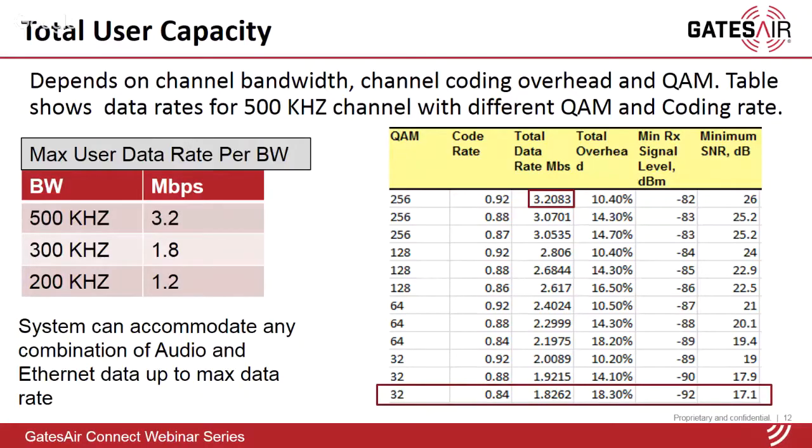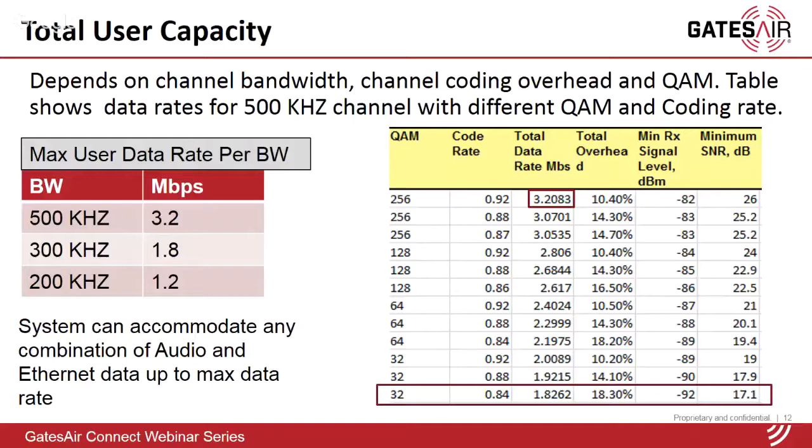So what is the total user data rate capacity? Well, that depends on three things: channel bandwidth, the QAM level, and the channel coding overhead to protect the RF bit stream. But keep in mind, as a user, you only select the channel bandwidth and the services that you want to transport. The system will calculate the total service rate requirement and select the most optimal QAM and channel coding, as I mentioned earlier.